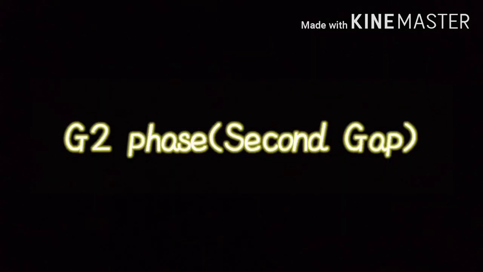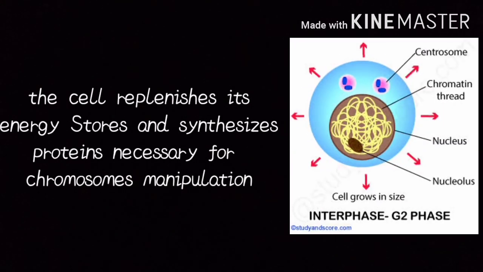G2 phase, or second gap. In the G2 phase, the cell replenishes its energy stores and synthesizes proteins necessary for chromosome manipulation. Some cell organelles are duplicated and the cytoskeleton is dismantled to provide resources for the mitotic phase. There may be additional cell growth during G2. The final preparations for the mitotic phase must be completed before the cell is able to enter the first stage of mitosis. The mitotic phase.